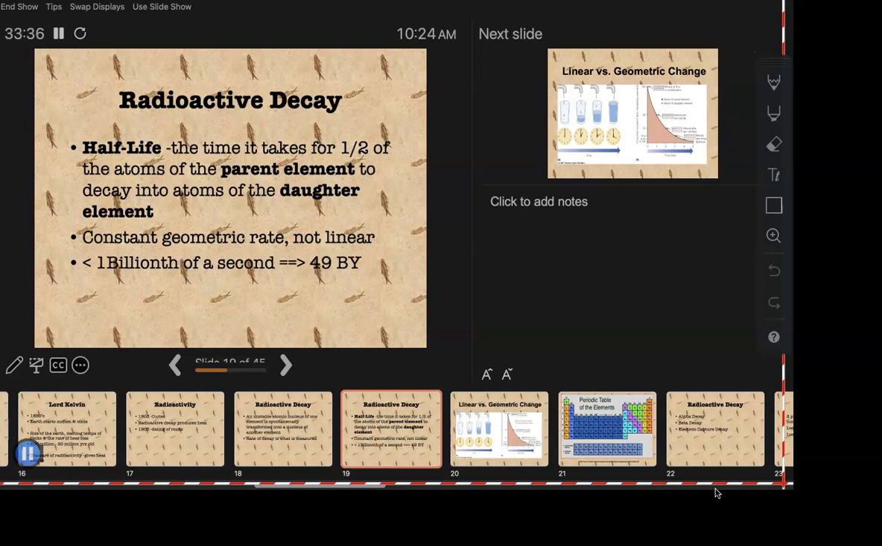Less than a billion. I see the less than sign. That must be something's decay rate, but why that equals 49 billion years, I have no idea. So yeah, strike that from the record.